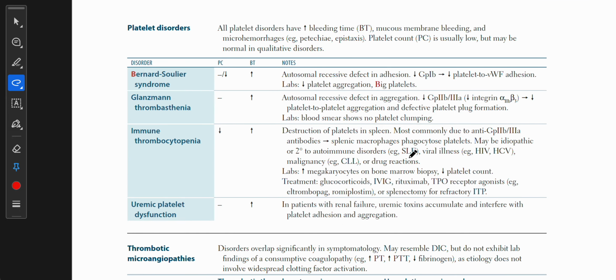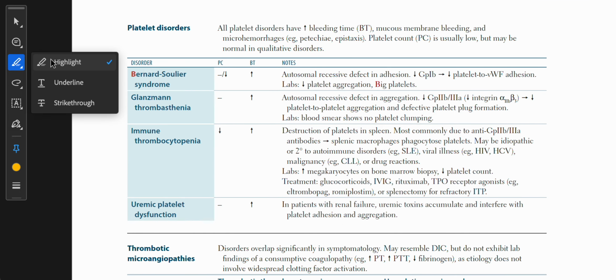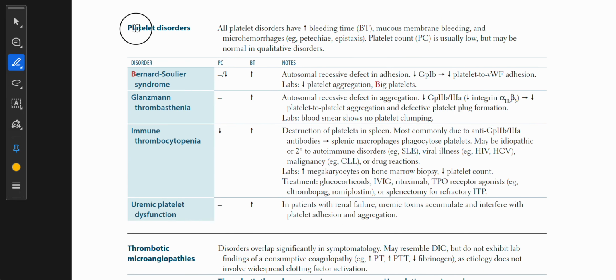So let's go to the platelet disorders. There are a lot of platelet disorders, and all platelet disorders have increased bleeding time, mucous membrane bleeding, and microhemorrhages like petechiae and epistaxis, which is nose bleeding. And also platelet count is usually low, but may be normal in qualitative disorders.